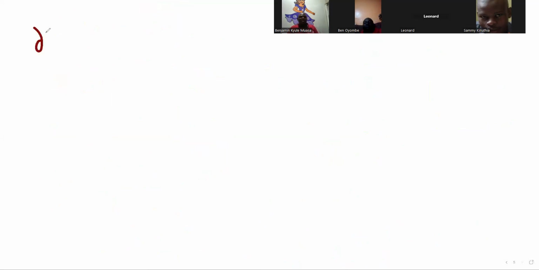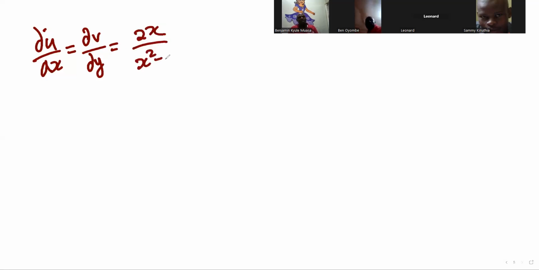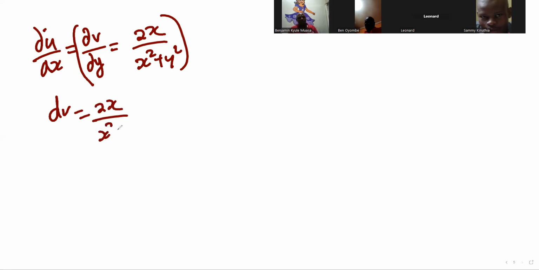We are saying that du over dx, for it to be analytic, should be what? dv over dy. And ours was 2x over x squared plus y squared. We're going to have this part here. So we cross multiply, and we get dv equal to 2x over x squared plus y squared, then dy. Then the integration of this one here. And I told you that the integration of this one is something like this one here.